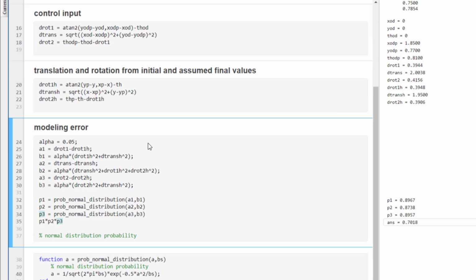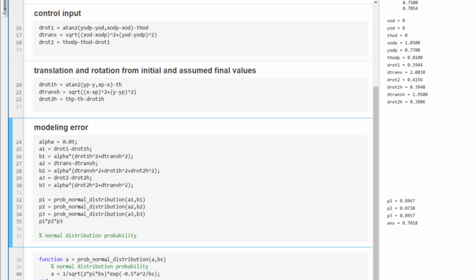Finally, for our modeling error section, we will have that alpha equals 0.05, like in the problem statement, and we will then find our mean values as our delta rotation 1 minus delta rotation 1 hat, delta translation minus delta translation hat, and the difference between delta rotation 2 and delta rotation 2 hat. And then we multiply that by alpha for our modeling errors for our rotations and translations. And then we pass that in as the mean and the standard deviation into our normal probability distribution as given by this function here below.